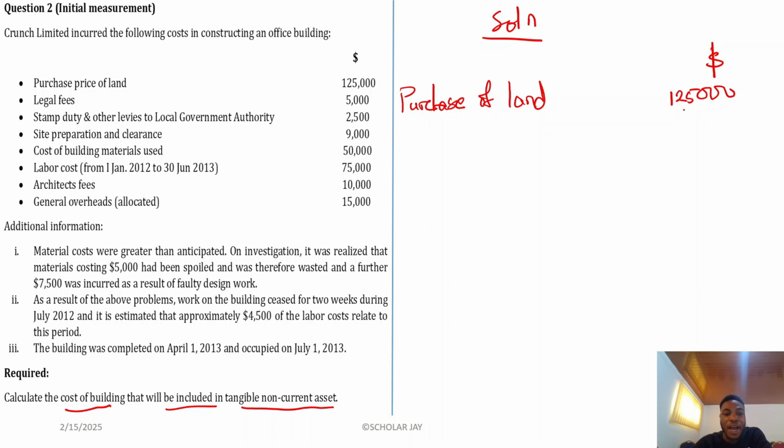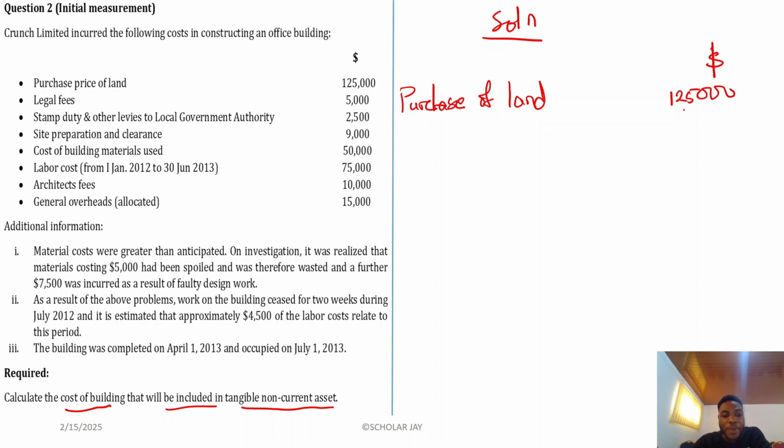And it is estimated that approximately $4,500 of the labor costs relate to this period. So, because of the faulty problem that happened in the additional information, they are saying that work was put to a halt, right? And then during this period of 2 weeks, labor cost was incurred for $4,500. This is not directly attributable because at that point, construction was not ongoing. So we must subtract this from it.